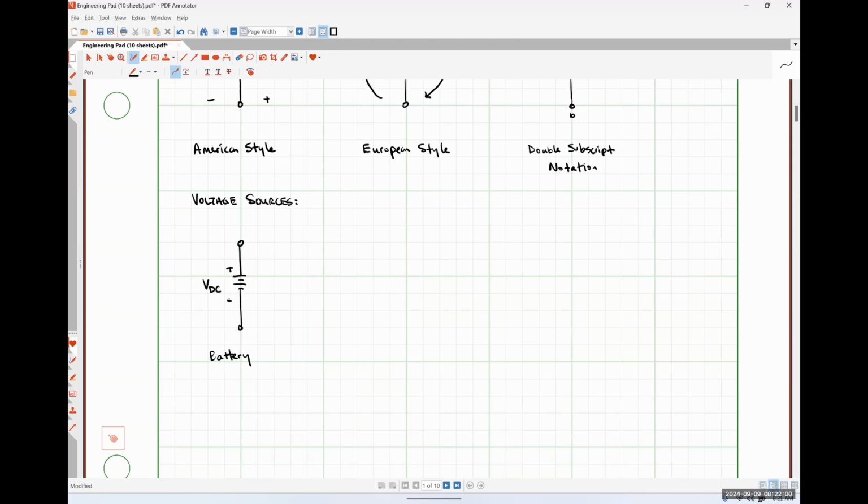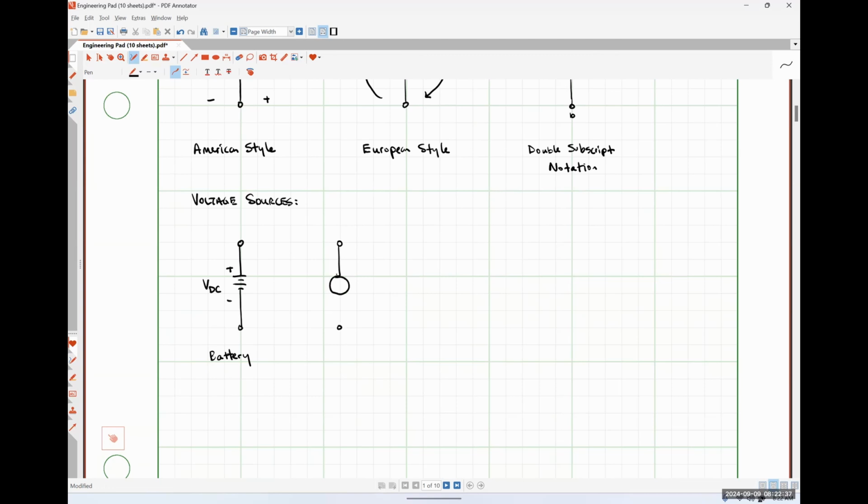The reason why I don't like that symbol is because it could be confused with the schematic symbol for a capacitor if you weren't paying enough attention, where the schematic symbol for a capacitor is just two horizontal lines. So instead of representing DC voltages with batteries, like was done in the Engineering 120 series, I'm going to just use a generic DC voltage source symbol. So that's going to look something like this.